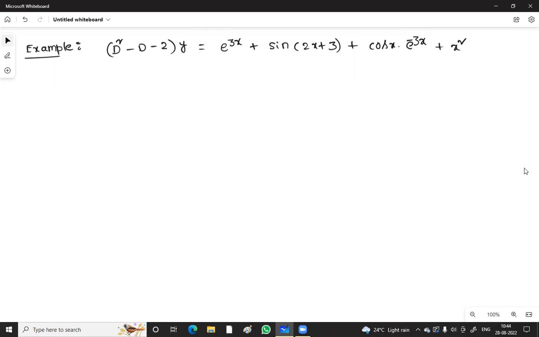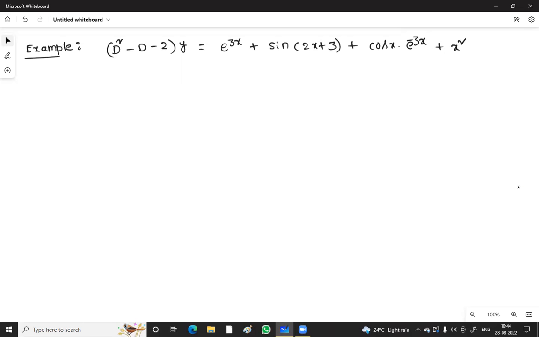Why is this problem so important? This problem consists of all the cases in particular integral, and coming to complementary function, the cases are very simple. If you know the roots of the given auxiliary equation, you can write the solution very easily. If you understand this problem, you can understand the whole thing.